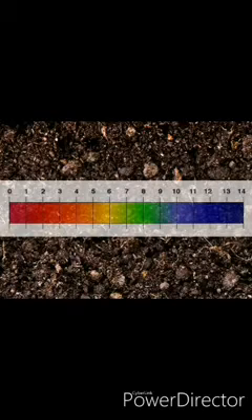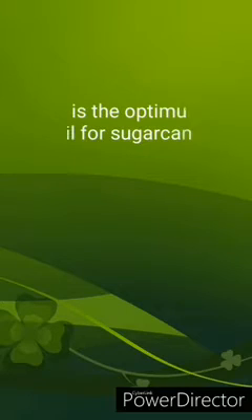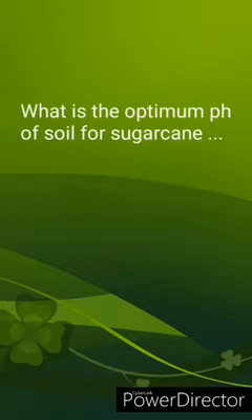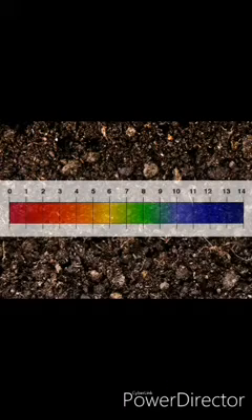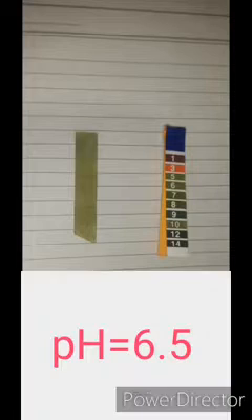So now the question that came in our mind is, what is the optimum pH of soil for sugarcane? The pH 6.5 to 7.5 is considered an ideal soil for sugarcane production, and the pH of my soil sample is 6.5. So the pH is in its optimum range, so no treatment of soil is required to change its pH.